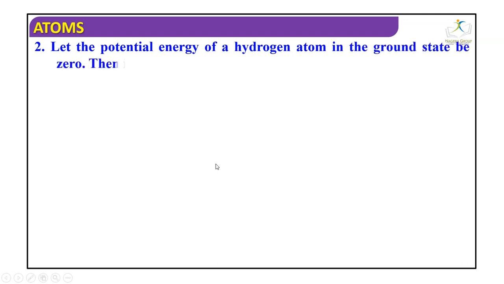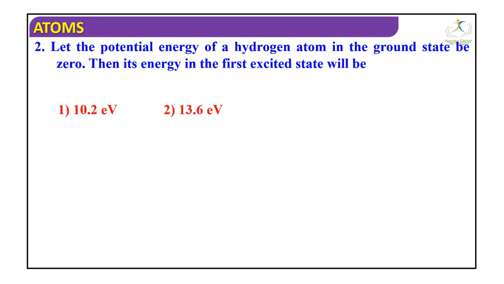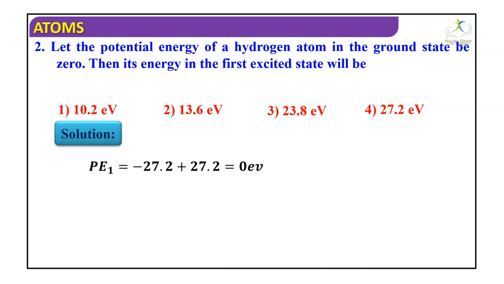Let the potential energy of a hydrogen atom in the ground state be 0. Then its energy in the first excited state will be 10.2 electron volt, 13.6 electron volt, 23.8 electron volt, or 27.2 electron volt. Let's move with the solution part. The potential energy for the ground state is minus 27.2 plus 27.2, which becomes 0 electron volt. So the potential energy for the first excited state is minus 27.2 divided by 4 plus 27.2, which becomes 20.4 electron volt.